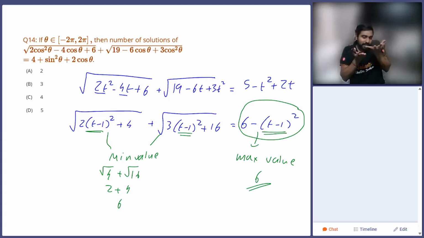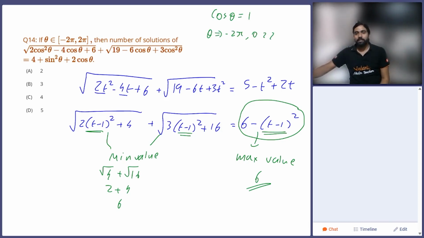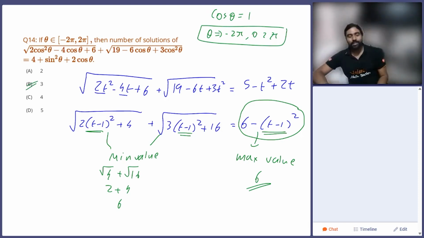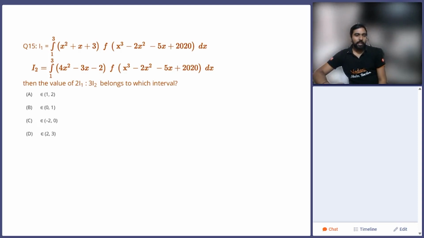They will only happen when the left hand side attains its minimum value and the right hand side attains its maximum value, which is t minus 1 equal to 0, or cos theta equals 1. Between minus 2 pi and 2 pi, theta can take the values minus 2 pi, 0 and 2 pi. So there are exactly 3 solutions for this equation. Okay? Bit of a calculative one, but still quite easily doable. Chalo, moving on.